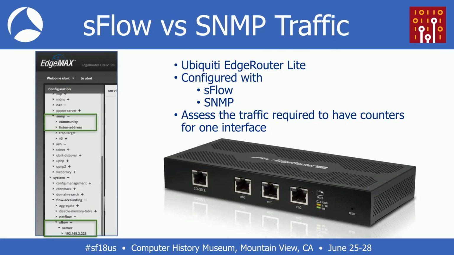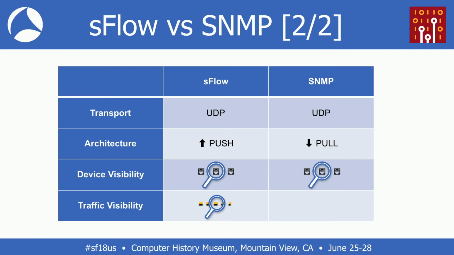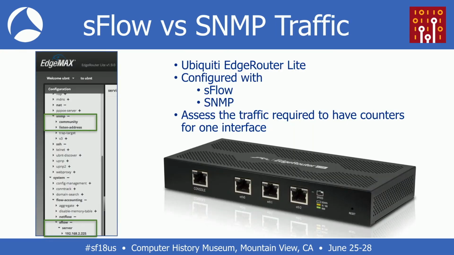Okay, so I chose SNMP because I also wanted to show a real comparison of sFlow and SNMP. To do this comparison, I used a Ubiquiti EdgeRouter Lite that supports both SNMP and sFlow. So I set them up together and started monitoring. I wanted to monitor the traffic of just one interface, the input and output bytes, and see how costly it is to monitor this using SNMP and sFlow.